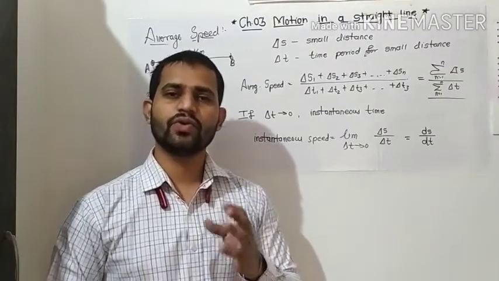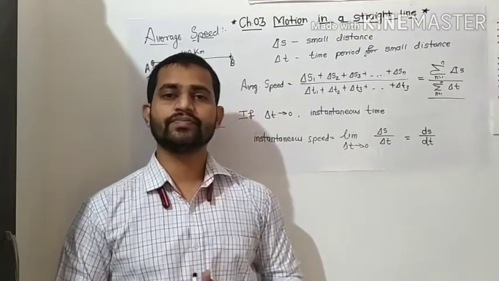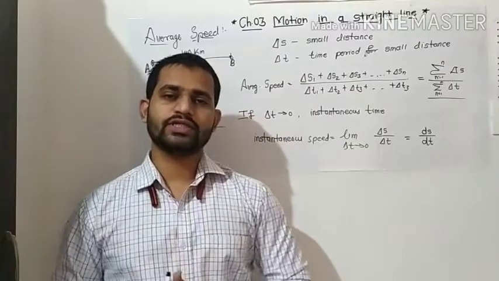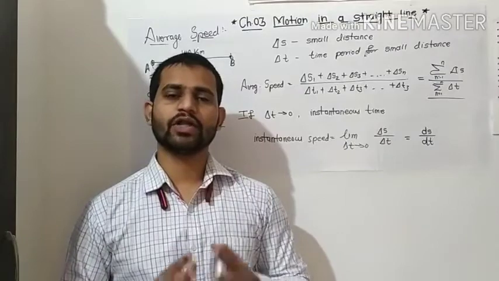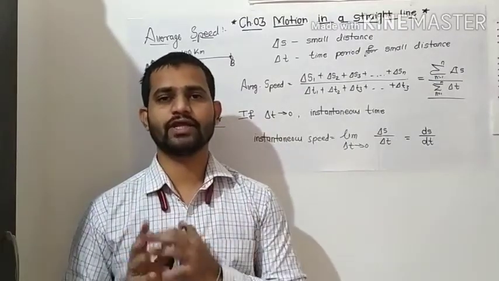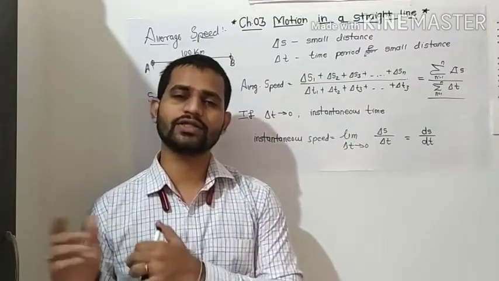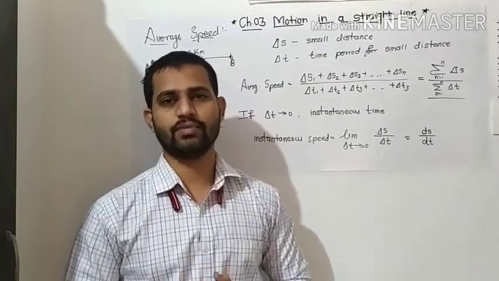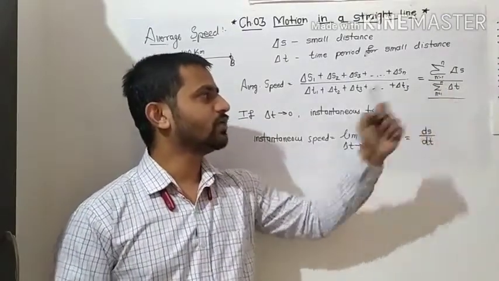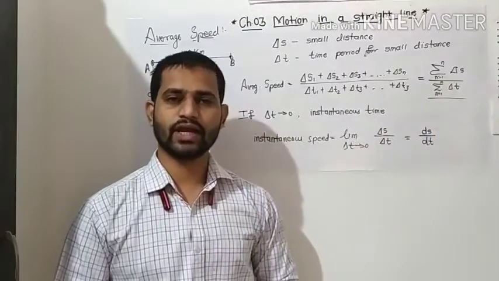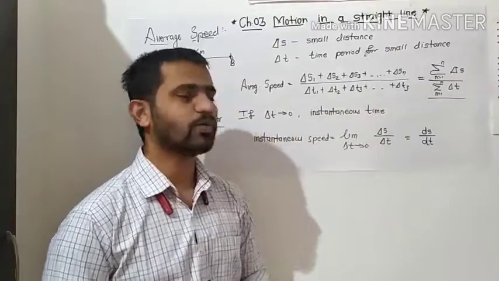So if we have variations of the speed, then we have to consider for how much distance we are going with how much speed, and for how much time interval we are traveling with that particular speed. For calculating the average speed, we consider all such smaller distances and their respective time intervals. Then we calculate the average speed as delta S upon delta T. Once we have all these values, we can go for the average speed.